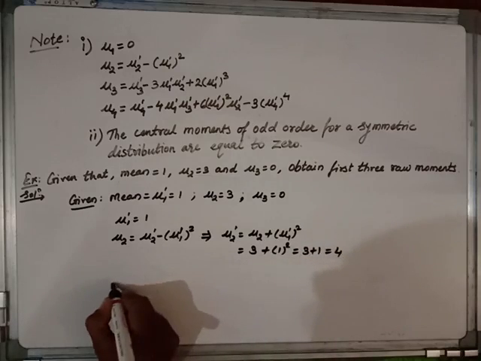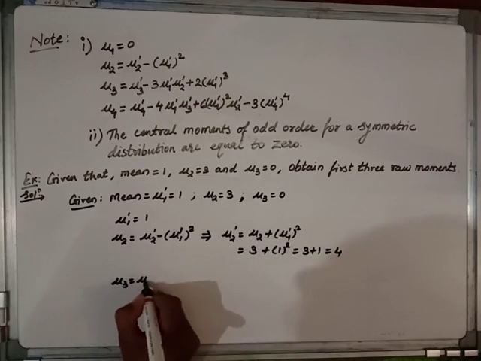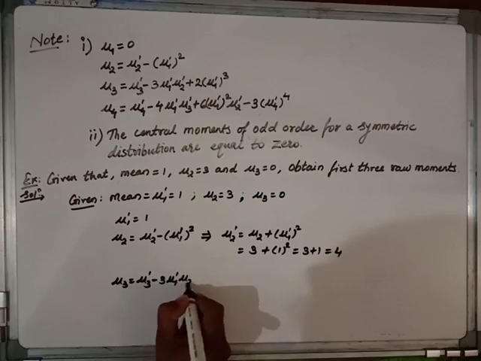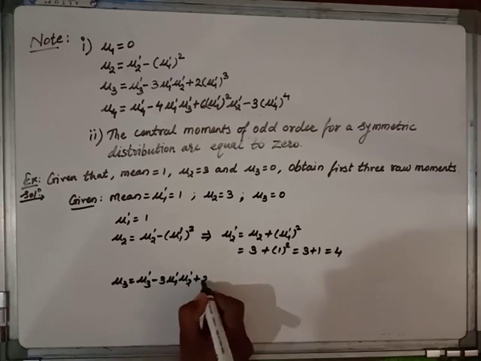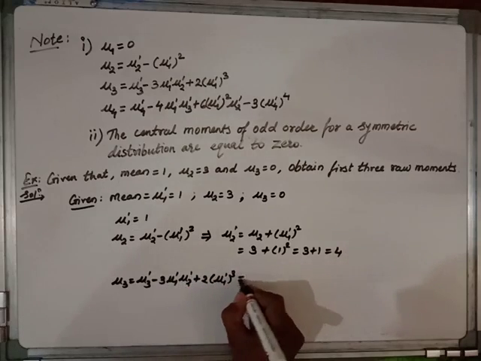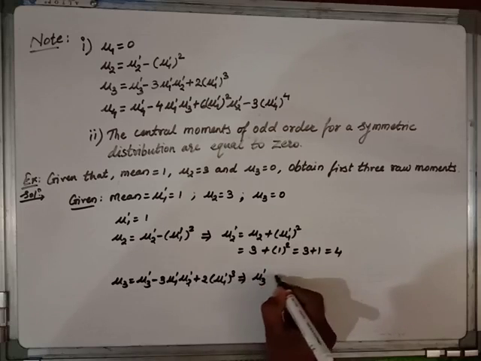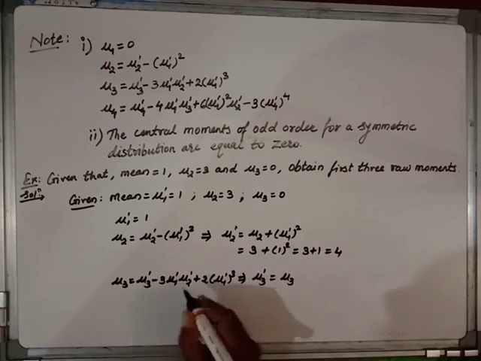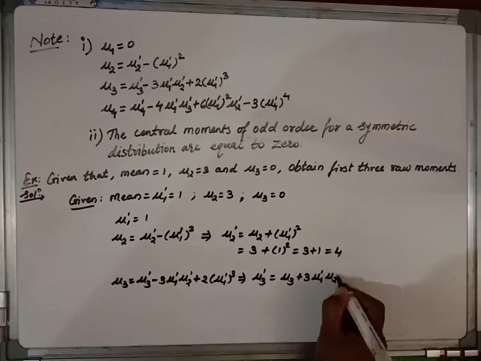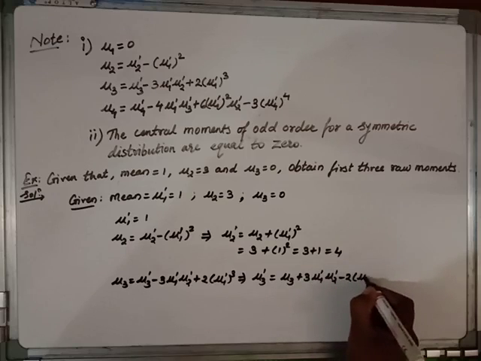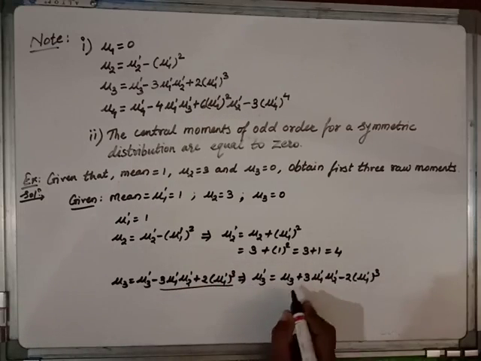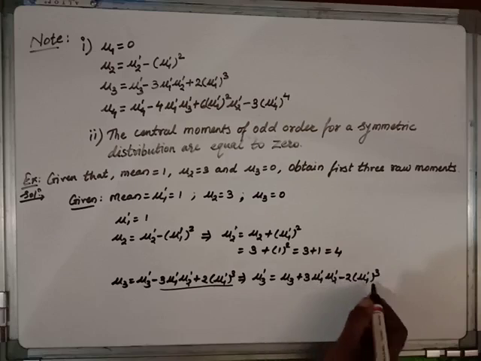So 3 plus 1, that is equal to 4. Now next one, mu3 is equal to mu3 dash minus 3 mu1 dash mu2 dash plus 2 mu1 dash cube. And that is it. That gives us mu3 dash equal to mu3 plus 3 mu1 dash mu2 dash minus 2 mu1 dash cube. These two terms I have taken to the left hand side. So now this is known. These are also known to us.